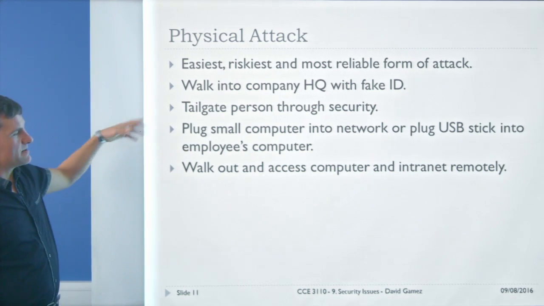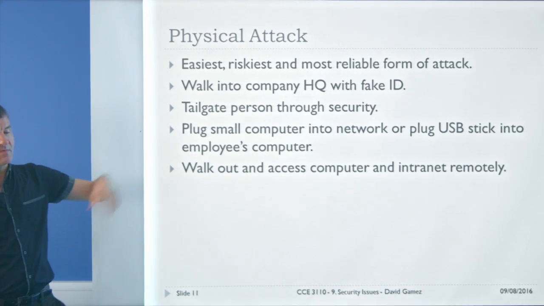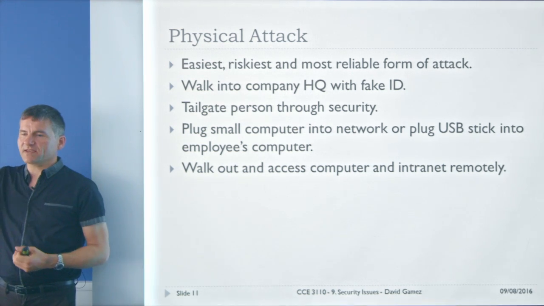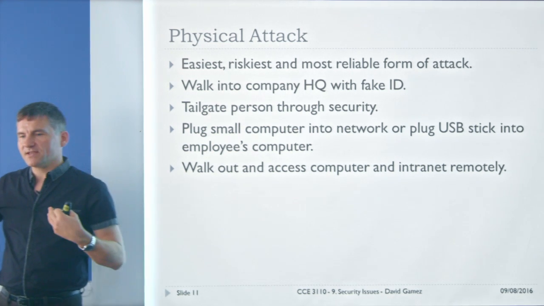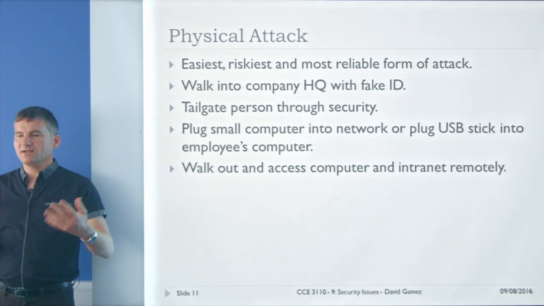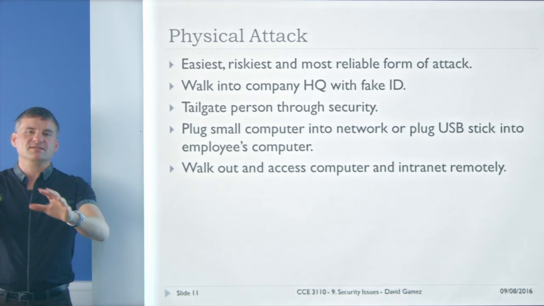So once you've got through security by tailgating a person, you plug a small computer into the network, or a USB stick into the employee's computer, and this gives you access from the outside into the company's internal networks, which will typically be less secure. They'll be protected against the outside, but they won't be as protected against each other.